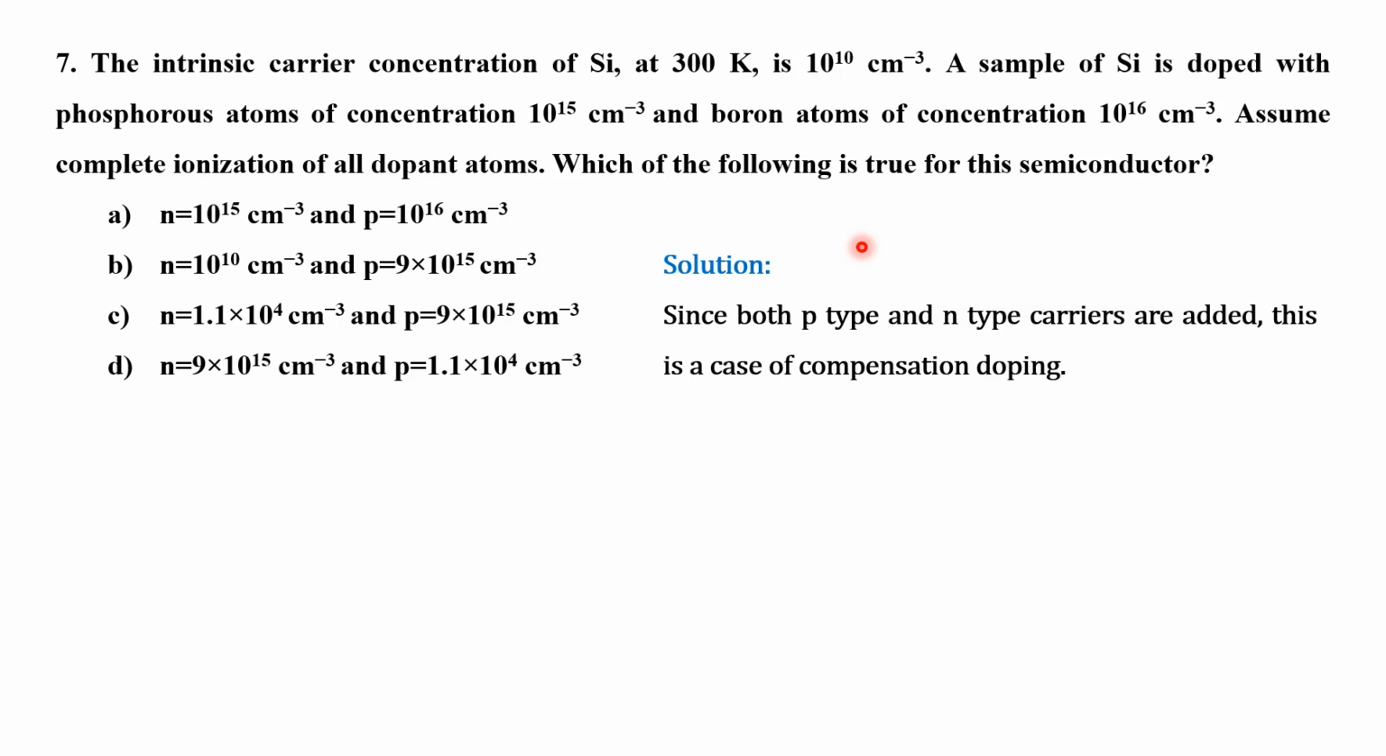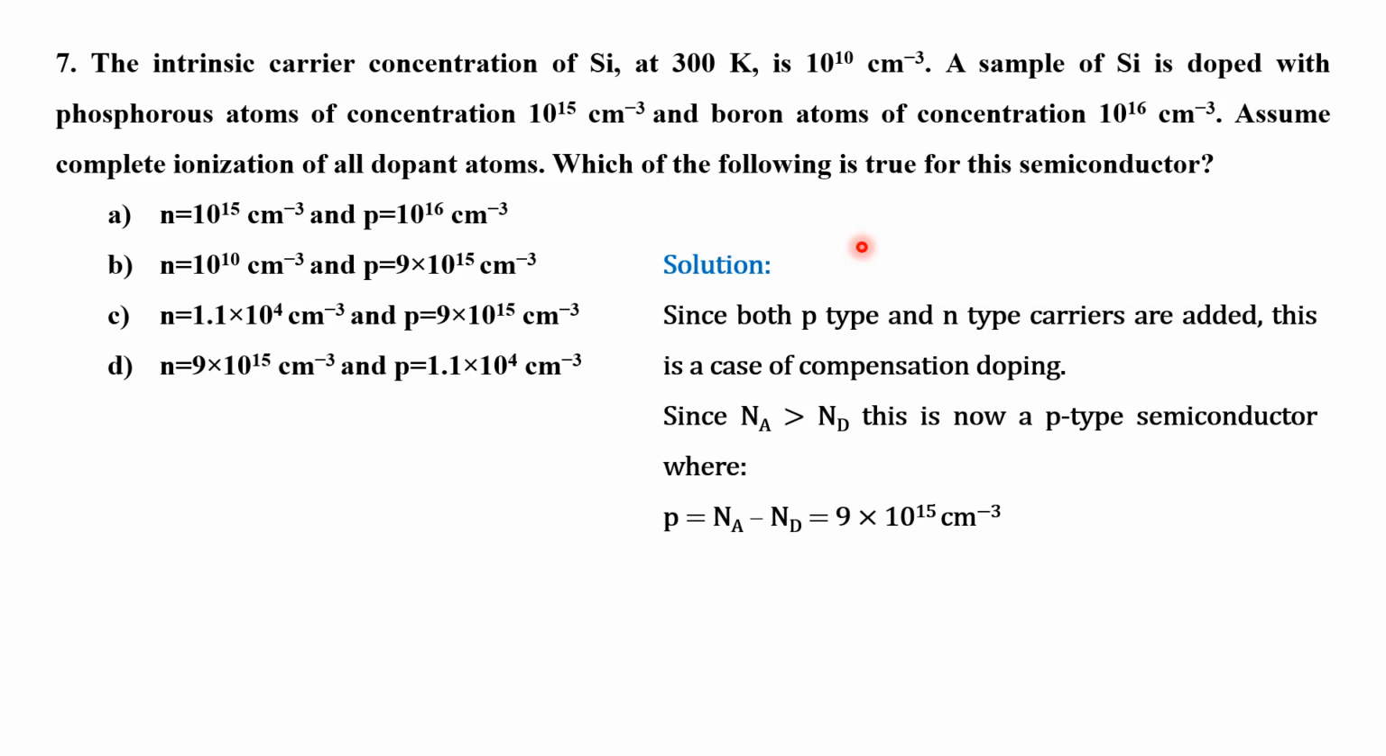10 power 16 minus 10 power 15 you have to do. Nine into 10 power 15. So that will be the P value. Since Na is greater than Nd, it is a P-type semiconductor where P is equal to Na minus Nd, that is 9 into 10 power 15. Now you have got the value of P.